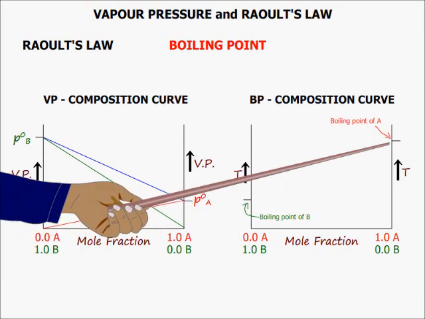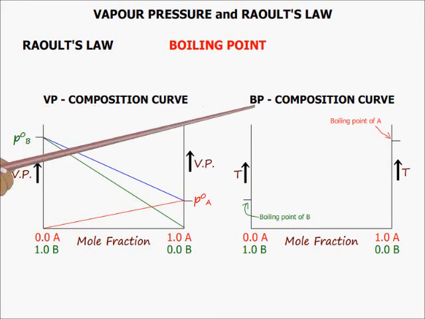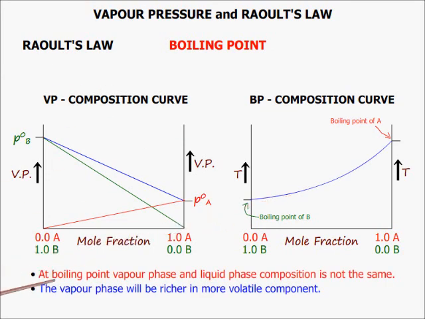Like in the previous diagram, instead of vapor pressure, we measure boiling point at every possible composition. Since boiling point is not governed by Raoult's law, the boiling point curve will not be a straight line. It will be curved. At boiling point, the vapor phase will have a different composition than the liquid mixture. The more volatile component will be richer in the vapor. We can condense the vapor and measure the composition and plot a curve of the vapor composition like this.